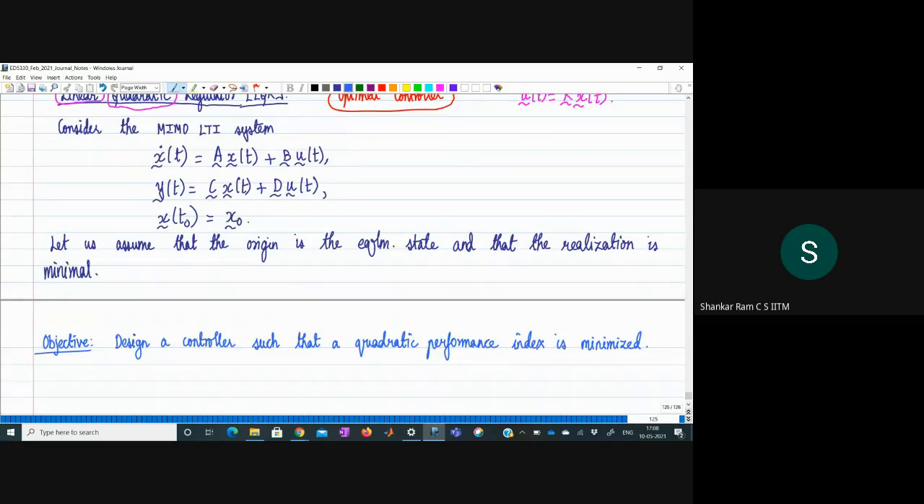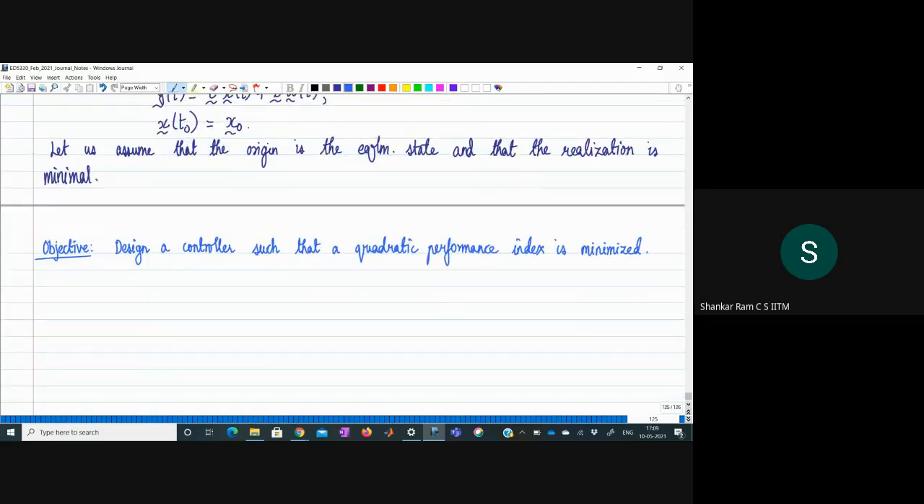So what is this quadratic performance index? I'm just going to write down an expression such that we motivate this performance index. I am not going to go too deep into the matrix algebra which is involved. That is something we are not going to discuss here. However, I am just going to explain the physics behind it.